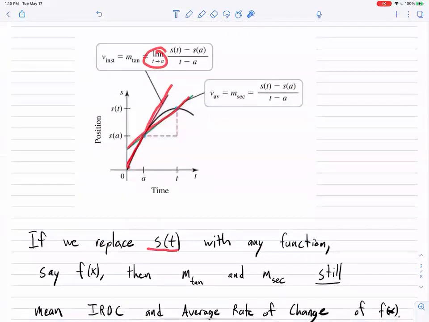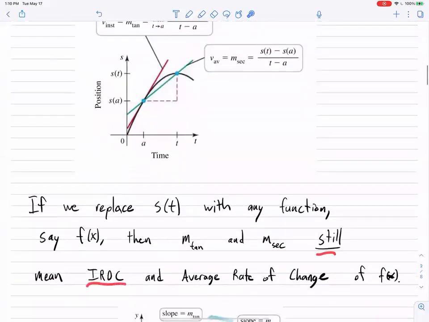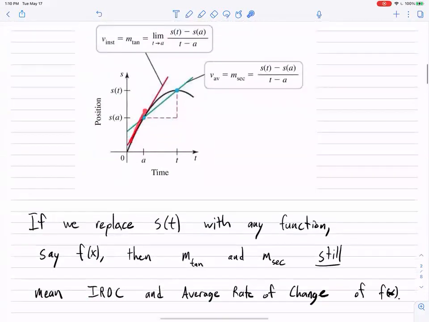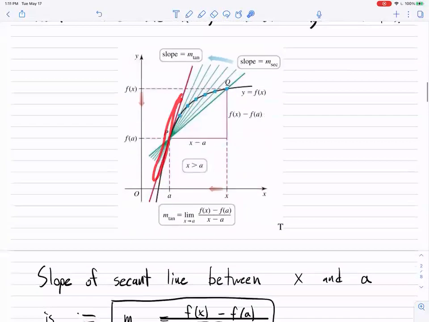And the idea is that s of t is the position function, but we could do this with any function f of x. And then the slope of the tangent line and the slope of the secant line still mean the instantaneous rate of change and average rate of change of f of x. So the slope of the tangent line will tell you what the instantaneous rate of change is, and the slope of a secant line will tell you what the average rate of change is of your function. And as x gets closer and closer to a, the slope of the secant line gets closer and closer until it becomes the slope of the tangent line. And the slope of the tangent line, that thing that we're going to define, that is the derivative.